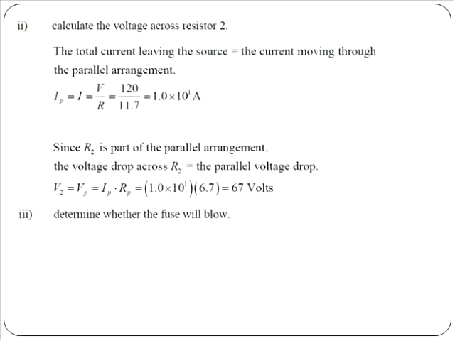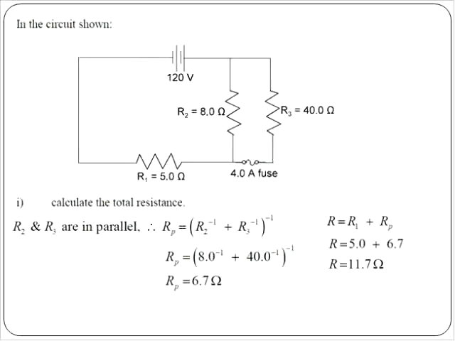Now that's an interesting question. How do you know whether a fuse blows? Well, if we go back and look at our diagram, this was a 4 amp fuse. So that means if more than 4 amps go through this part of the circuit right here, the fuse will blow. If less than 4 amps go through that part of the circuit, the fuse won't blow.